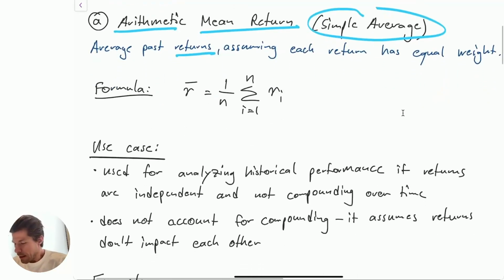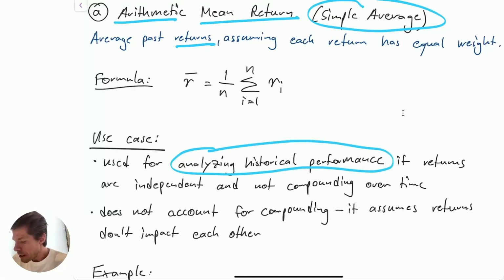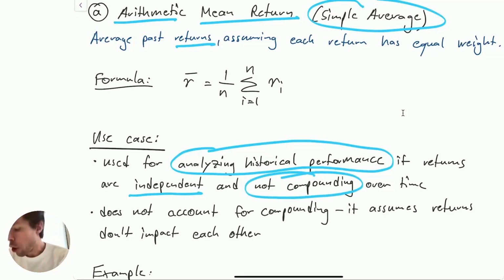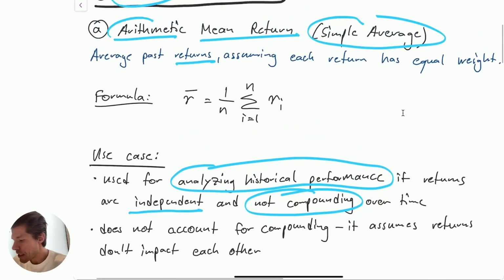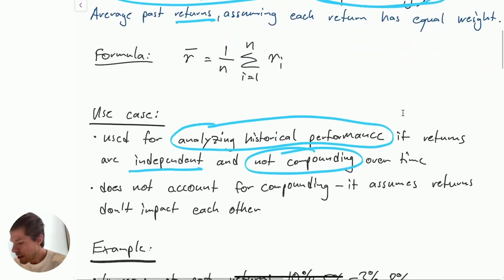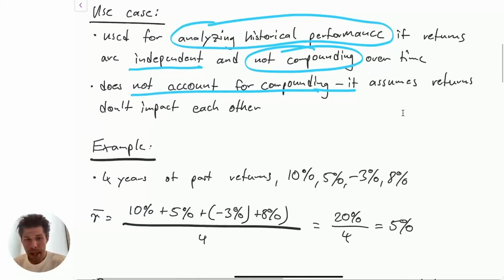Use cases: it's for analyzing historical performance if those returns are independent. They're not connected, they're not compounding. If we use this arithmetic simple average, it does not account for compounding. We assume those returns do not impact each other. What do we mean by this? Let's look back at 4 years of past returns: 10, 5, -3 and 8%.